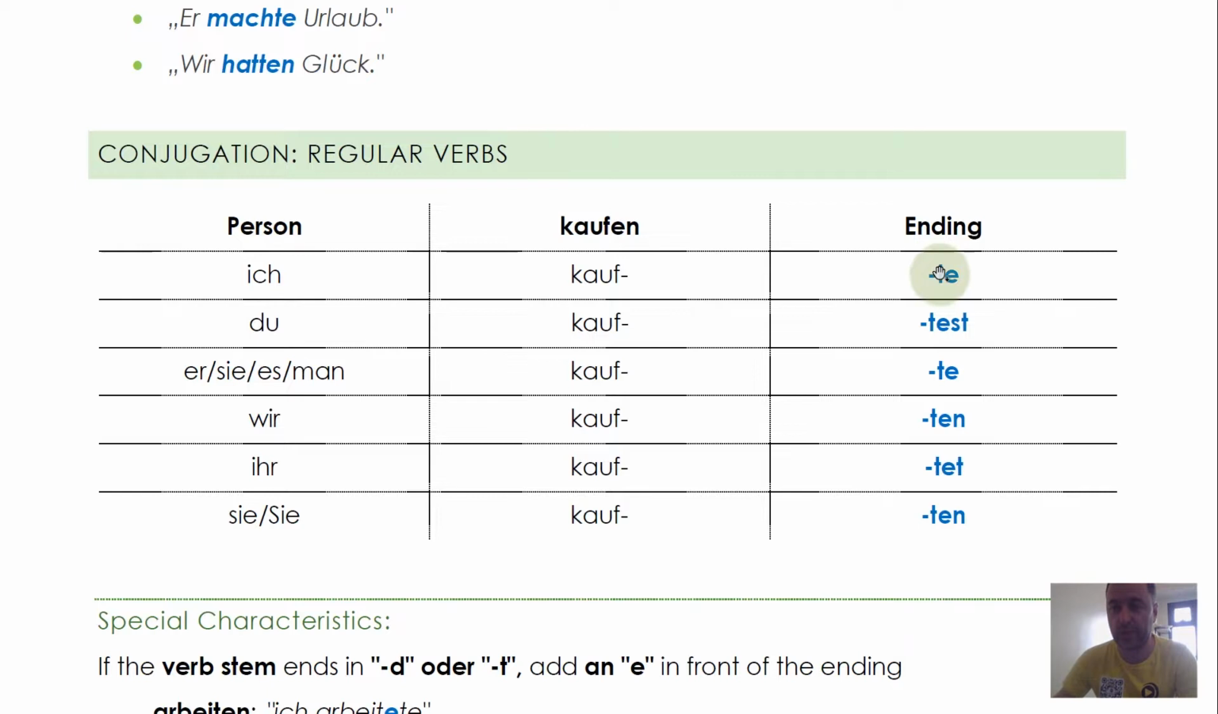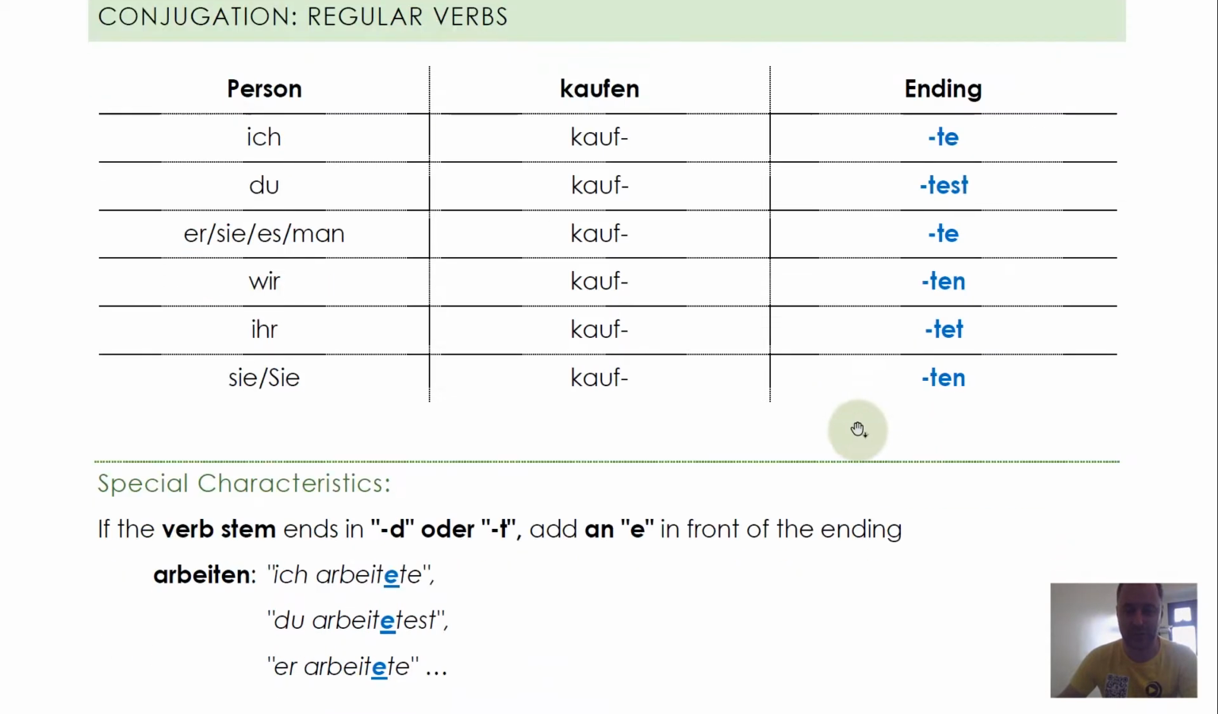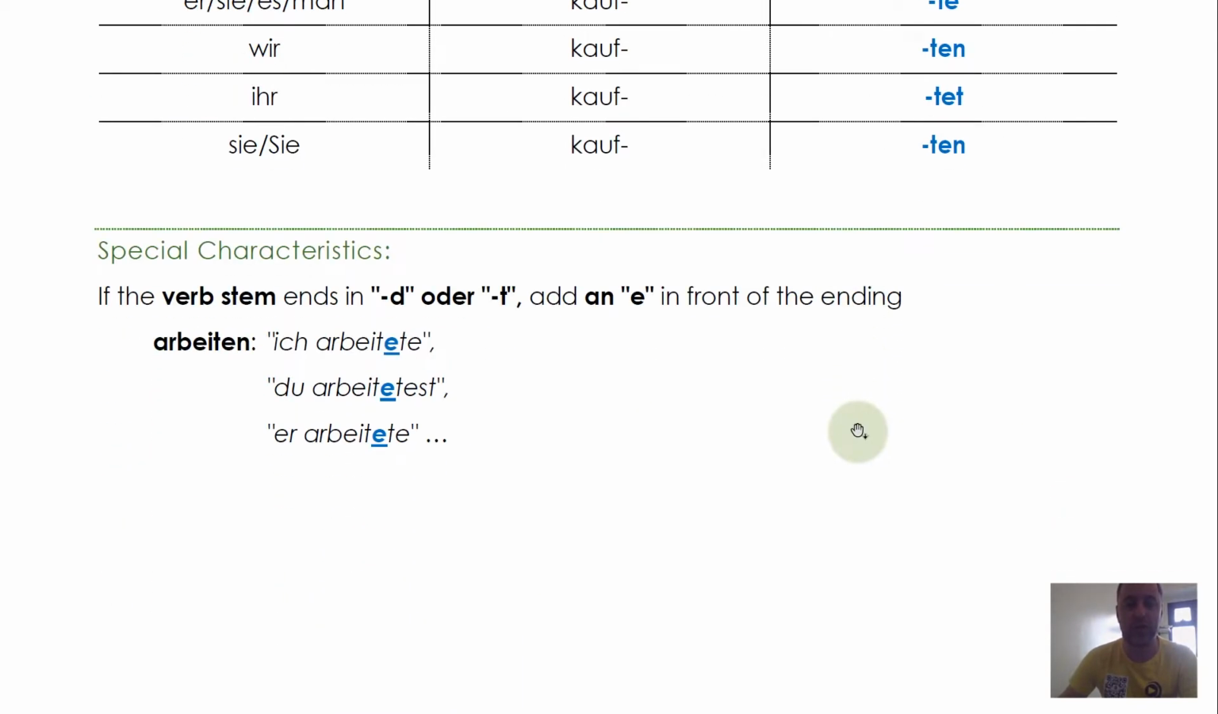So it's 100% just add the T compared to the present conjugation, except third person singular. There we just copy whatever is in the first person singular. That's the easy part. Those are the regular verbs. They also have a special characteristic, but that's just the one that you already know from the present tense.